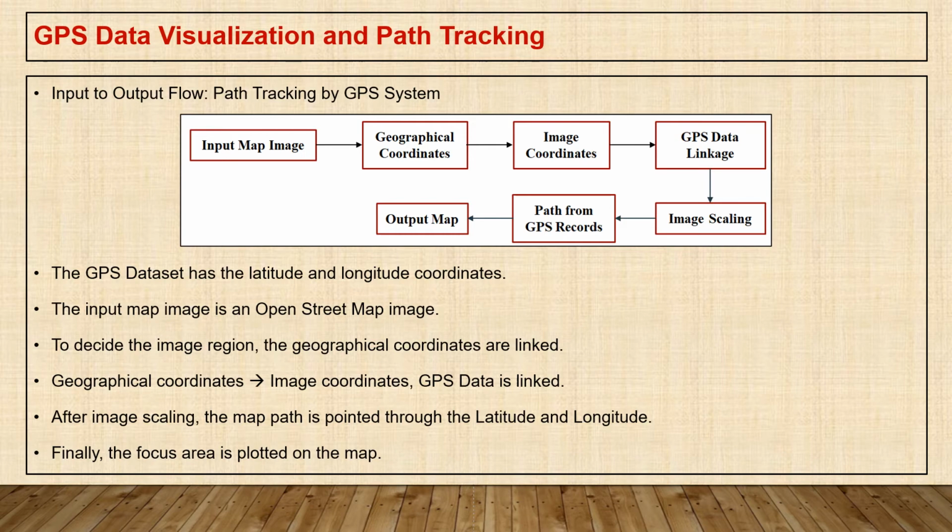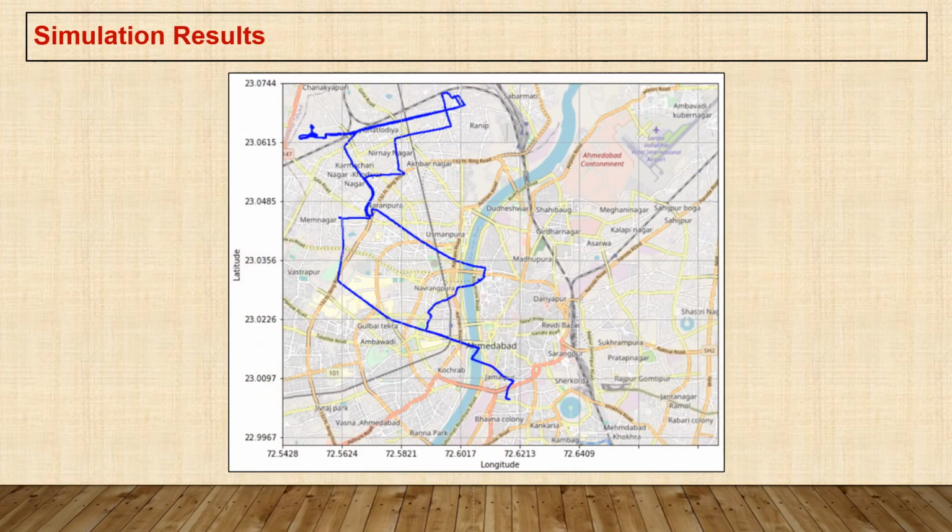There is a specific GPS data set that has latitude and longitude coordinates, and this kind of input map image is also known as OpenStreetMap. A specific image region is decided via the conversion of geographical coordinates to image coordinates. Finally, the GPS data is linked to mark a specific map, also known as path tracking, which is pointed through the latitude and longitude, and finally the area of focus is plotted on the map.